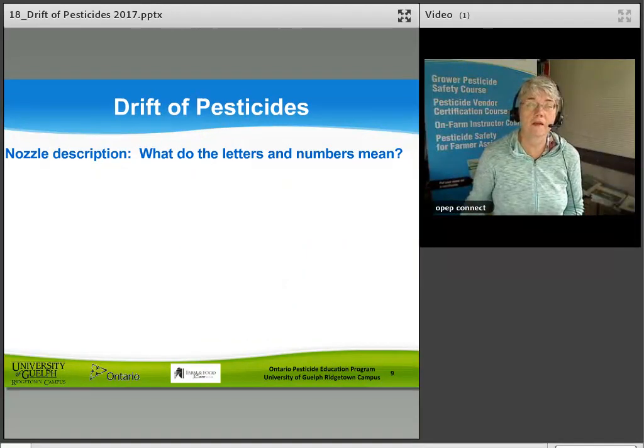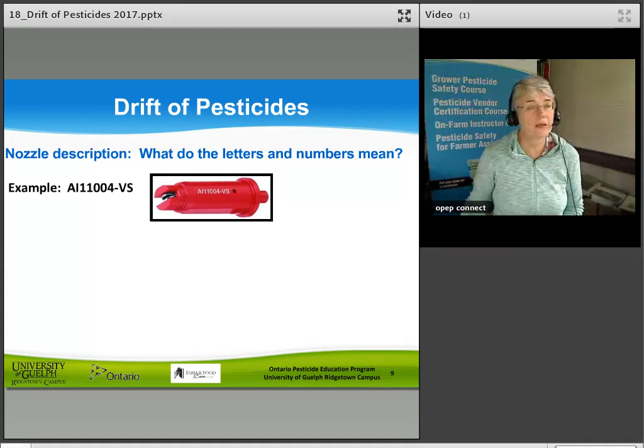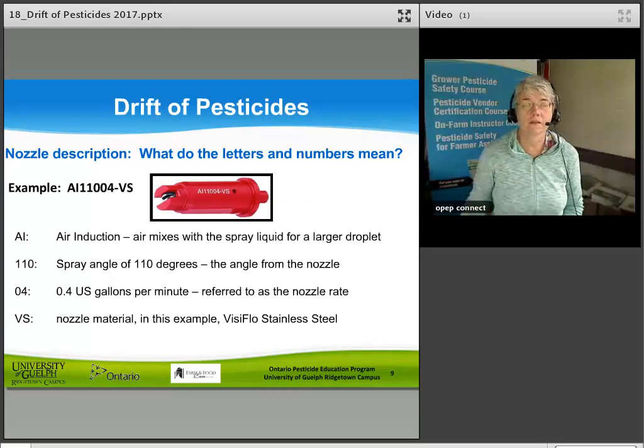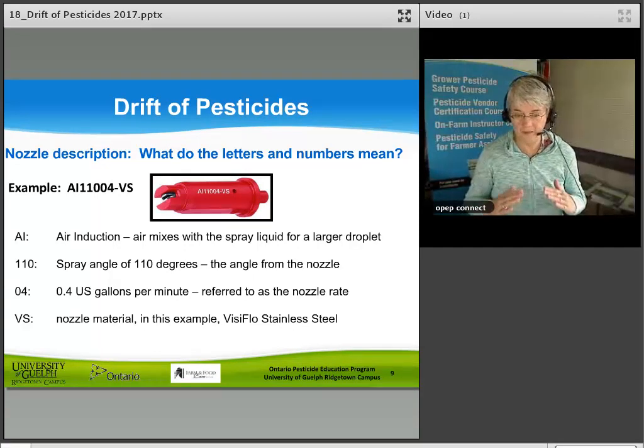Nozzle description. What do the letters and numbers mean? Example, here's an AI 11004 VS. So the AI means air induction. The air mixes with the spray liquid and it's going to produce that larger droplet for us. 110 is the spray angle of 110 degrees, the angle that it's coming out of the nozzle. All the droplets make an angle of 110 degrees.